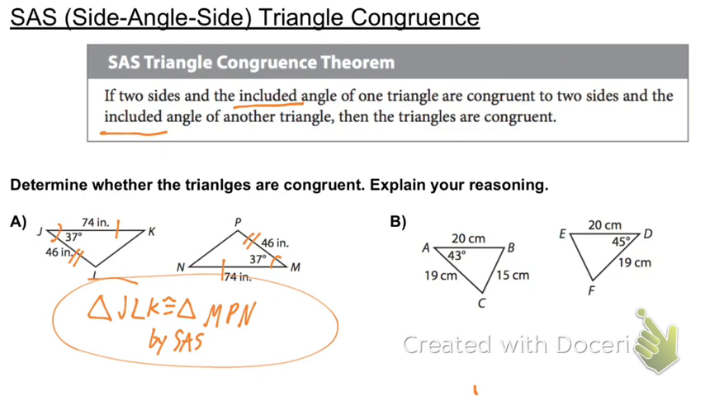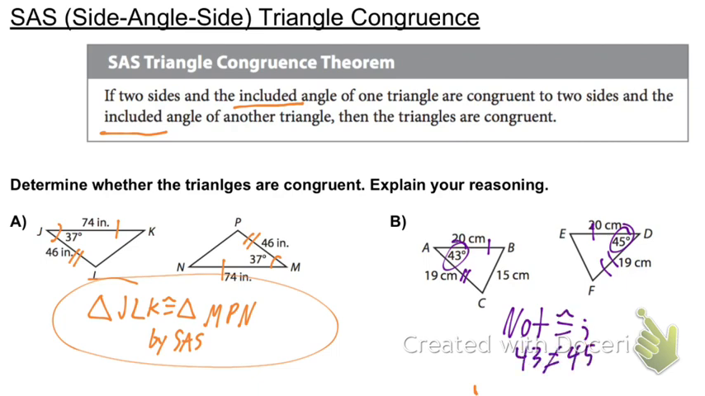Letter B. Okay, what are we thinking? Are these two triangles congruent or no? No? 43 does not equal 45. Okay, 43 and 45, those aren't the same. Because between 20 and 19, which are congruent sides, the included angle is not congruent. So these triangles are not congruent. And you're right, the reasoning could be 43 is not equal to 45.